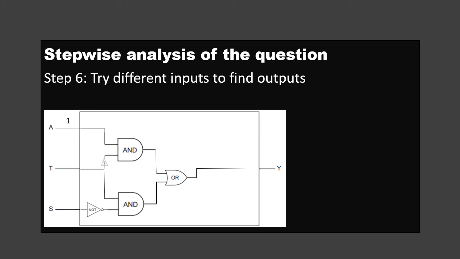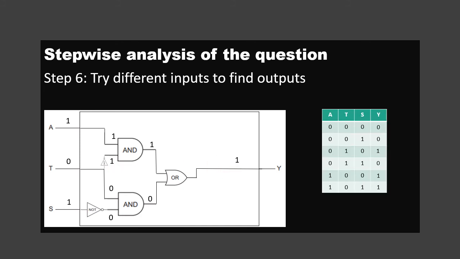Now next is 1 0 1, and this 1 0 from A and T becomes a 1 1, and that definitely will give an output because it's an OR gate, and if we get a 1 here, that is enough for the output. So there we have Y equal to 1 for this condition as well. We'll fill in the table and go ahead.